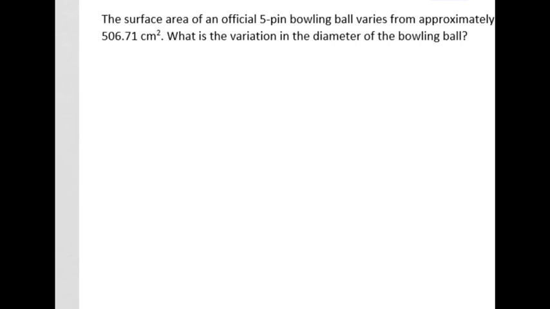Okay, so what we want to know is the variation in the diameter of those balls based on how their surface areas vary. Follow what I'm saying? So the question here is, how do I find the diameter of a sphere, because a bowling ball is a sphere? How do I find the diameter of a sphere given its surface area?